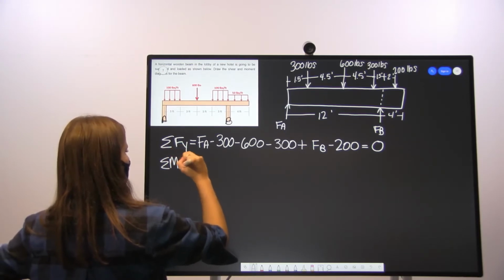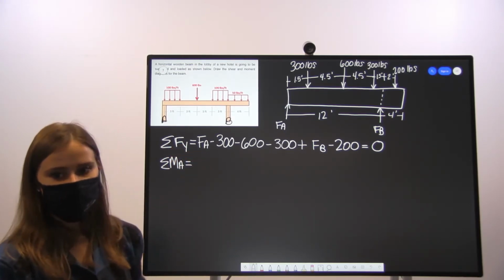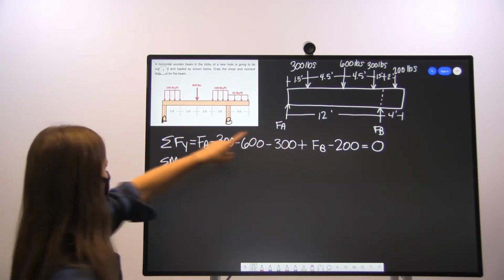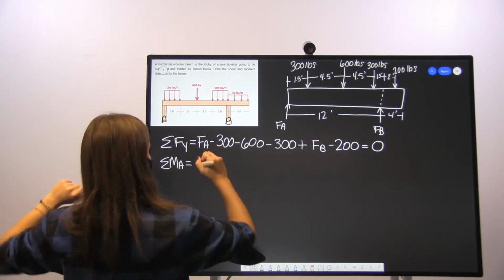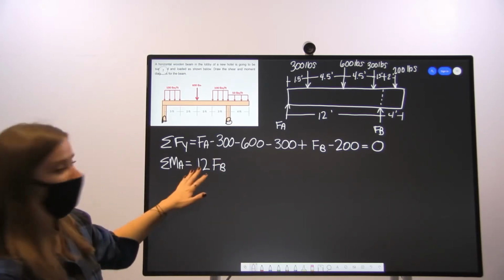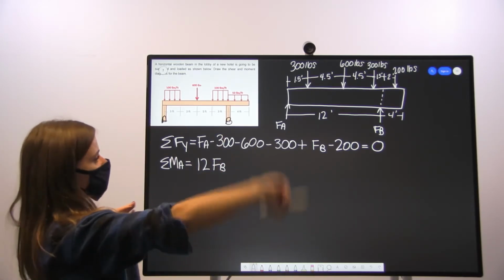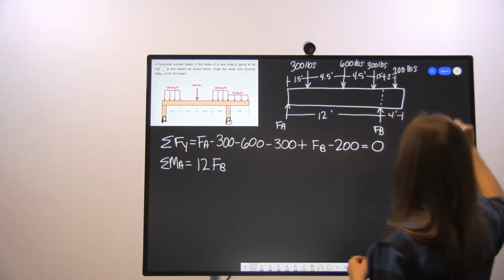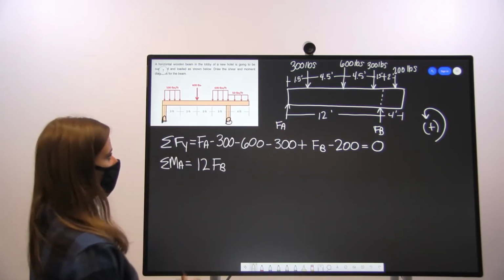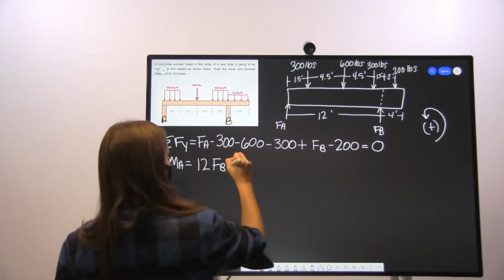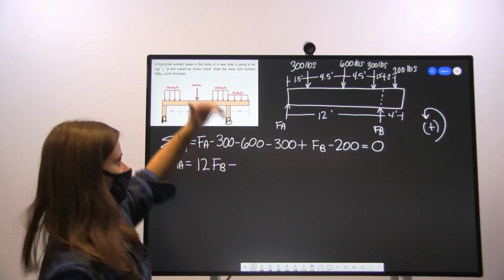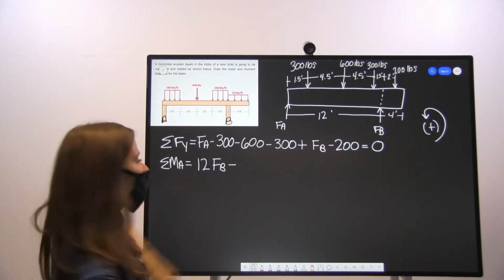And then moment at A. We're going to do our moment at A to get rid of our unknown. So we're going to have force B, and from A to B is 12 feet. So 12 feet times force B. And that's going to be positive because it is in the counterclockwise direction. Counterclockwise, when we're talking about moments, is positive. This is our positive direction. And then we have this 300 pounds, 1.5 feet away. That's going to be negative. It's pushing down. It's going to want to go clockwise.